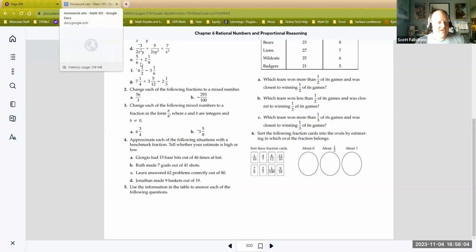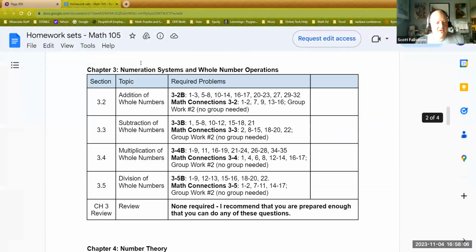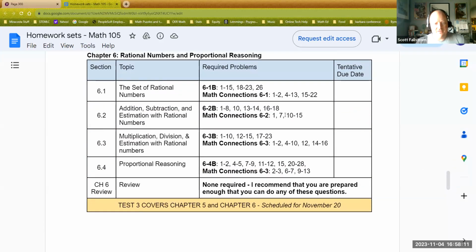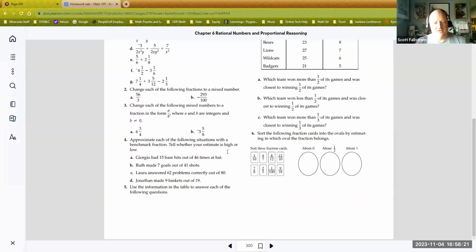Hey, students, checking out 6.2 as we look at the homework section. So we have 1 through 8, 10, 13 to 14, and 16 to 18. So if you basically look and say 1 through 18, I have skipped intentionally number 9, 11, 12, and 15. So let's take a look at the homework.